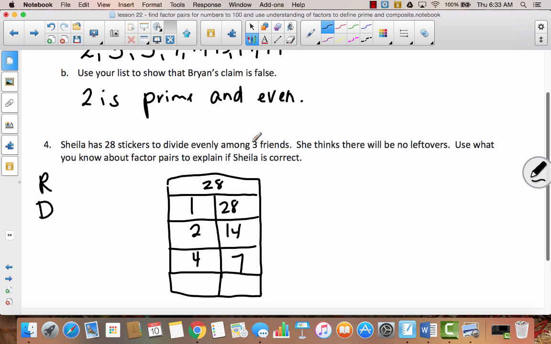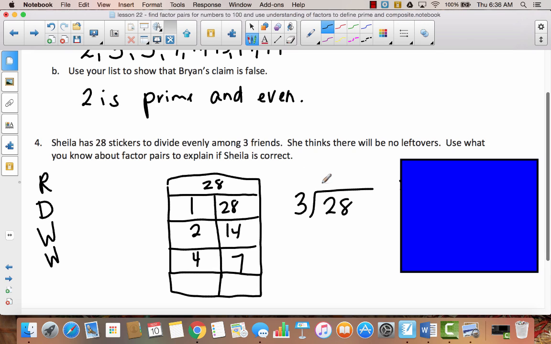Or I could divide them among 7 people and everybody would get 4 and there would be none left over. But if I divided them among 3 people, it could not work out evenly because 3 is not a factor of 28. If it were a factor, then there would be none left over, right? So if I actually divided 28 by 3, the closest I could get to 28 would be 9, because 9 times 3 is 27, and that would leave a remainder of 1.